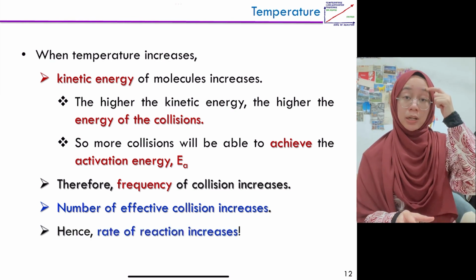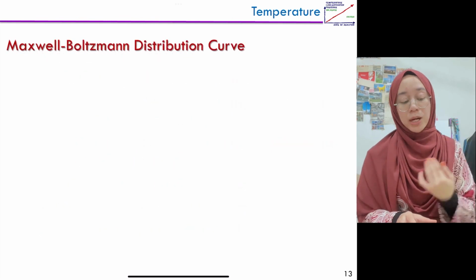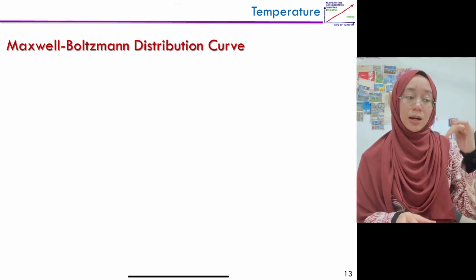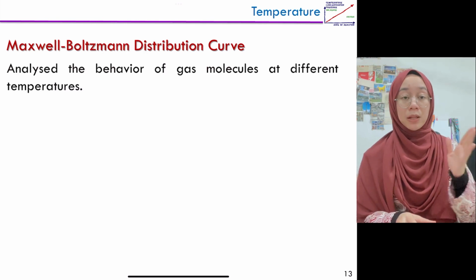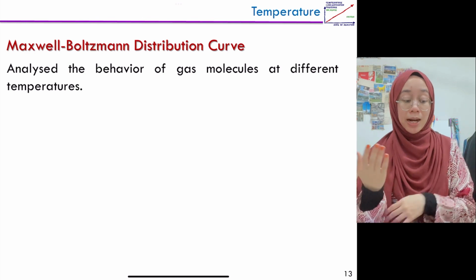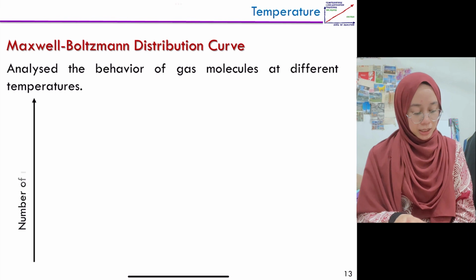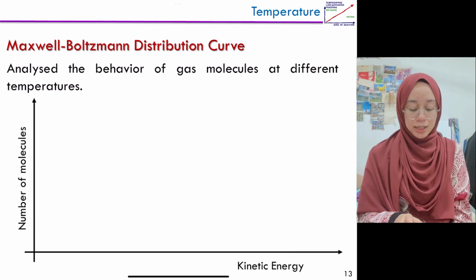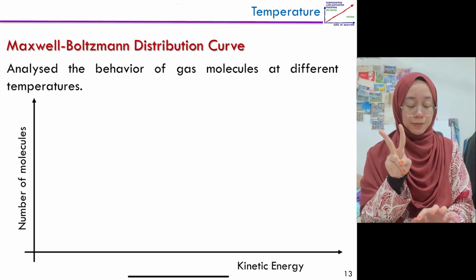So now kita nak illustrate by using the Maxwell-Boltzmann distribution curve. So apa kegunaan Maxwell-Boltzmann distribution curve ni? This is actually to compare antara dua temperature. So what happens to the reaction rate kalau satu at a lower temperature, satu lagi at a higher temperature. So kat sini the y-axis is the number of molecules, and then the x-axis kat sini ada kinetic energy. So ada dua curves yang kita akan lukis.